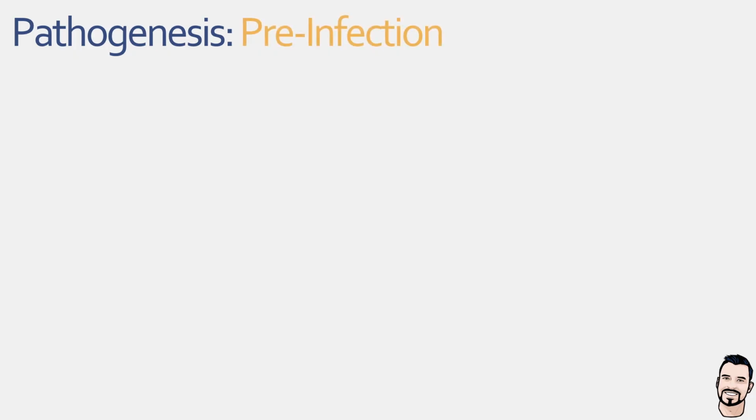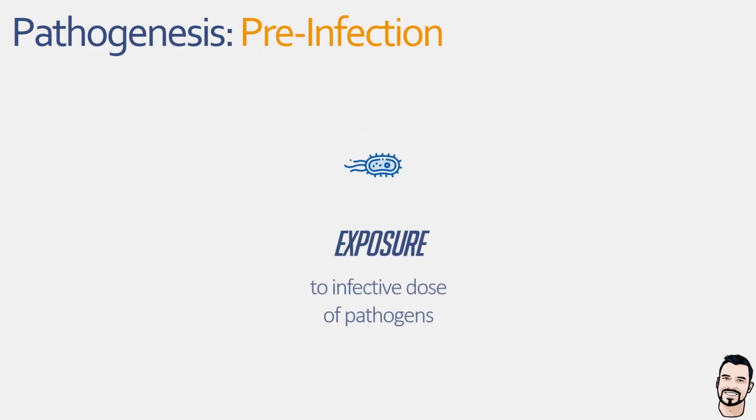Okay, so let's look at the series of events under pathogenesis, and it starts with exposure, because before any infection can occur, a microorganism has to come into contact with the host, and so exposure can happen through a range of routes such as inhalation, ingestion, or direct contact with skin. Now importantly, exposure on its own does not mean infection or disease will follow.